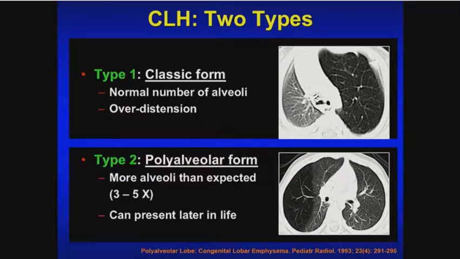Because of that, part of the lung which is involved appears to be hyperlucent due to underlying air trapping. Type 2 is a polyalveolar type. Underneath the pathology, you will see more than normal number of the alveoli. The size of the alveoli is normal, but because there are more than normal number of the alveoli, the affected portion of the lung is actually hyperlucent, and that can present later in life. So it may look normal after birth, but up to 5 to 6 years old, they start to have hyperlucency in the affected portion of the lung.